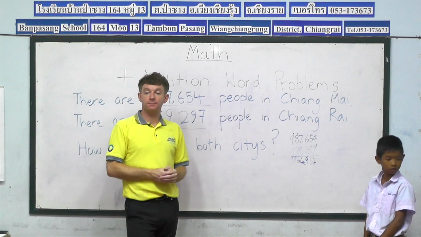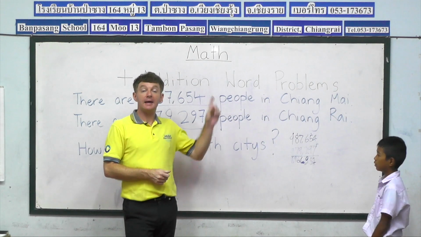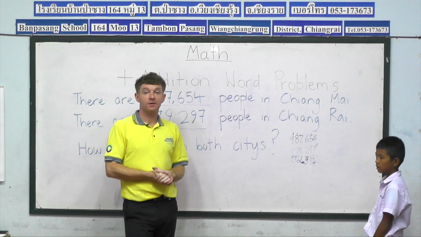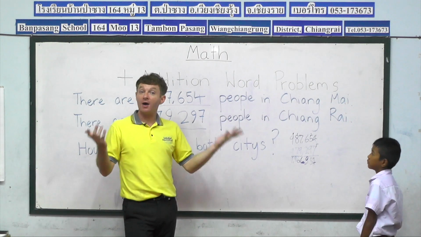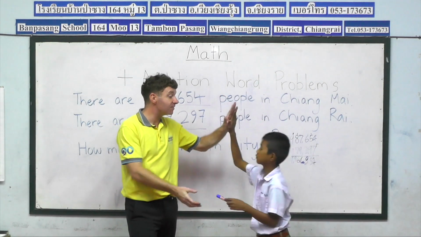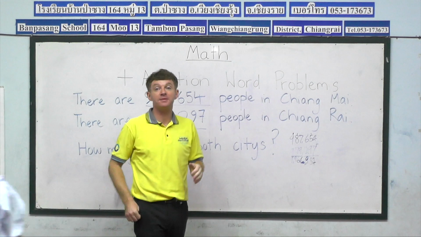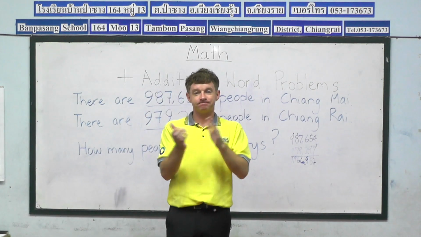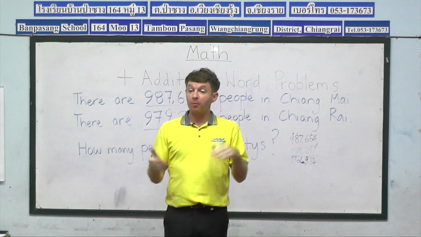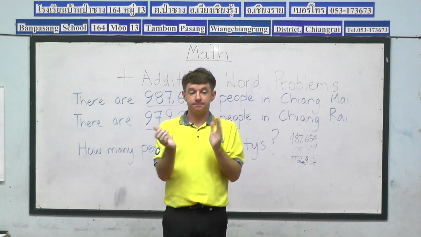1,966,951 people in Chiang Mai and Chiang Rai. And that's how we answer our addition word problems. Pat, that was excellent. High five and a big round of applause for Pat, please, guys. And a big round of applause for everyone doing a great job.